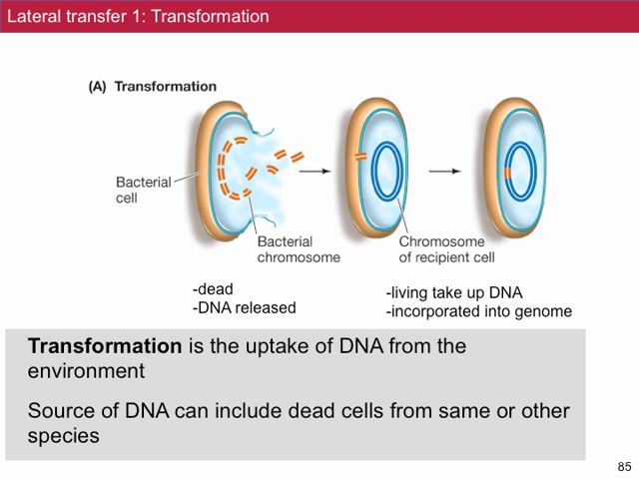So one is called transformation. It's very simple in concept. You have an organism, and DNA somehow leaks out of its cell into the environment. The cell could die, the cell could purposefully secrete DNA, lots of different ways it can get out. You have another organism that brings the DNA inside.